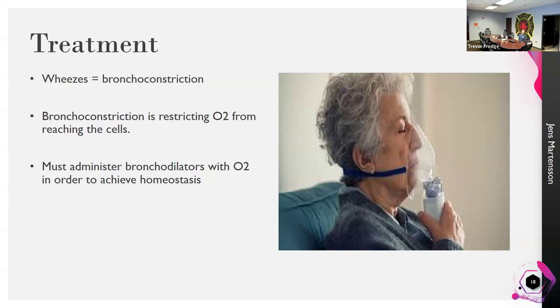So we got to fix that. Well, if I have bronchoconstriction, she needs a bronchodilator. And when we give the bronchodilators and we give her oxygen on top of it, she's going to go back into homeostasis. And in theory, you've kind of fixed her.